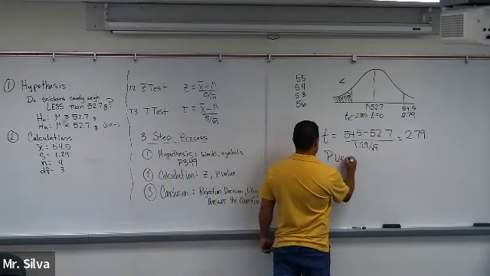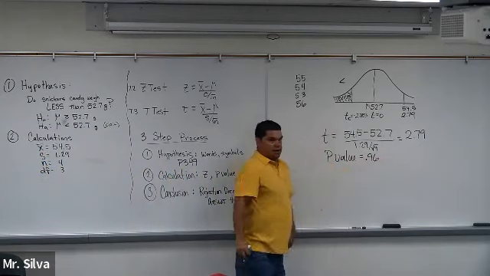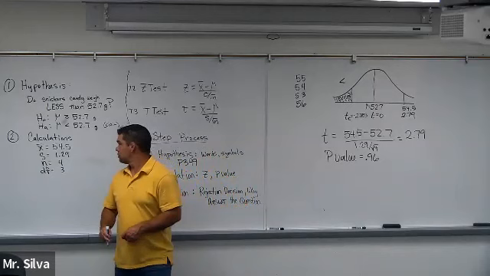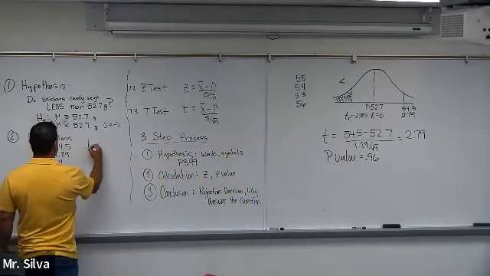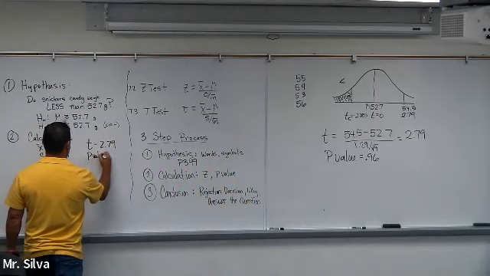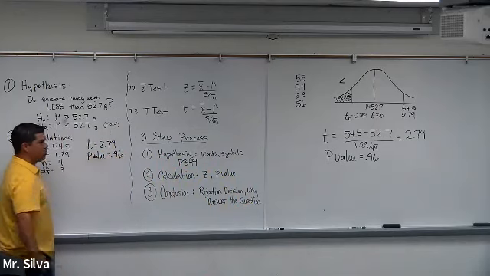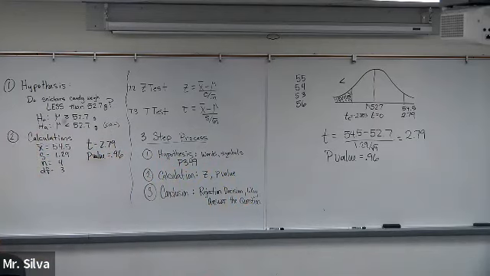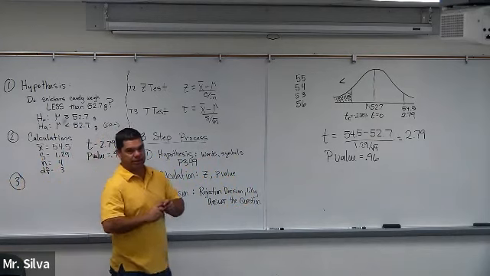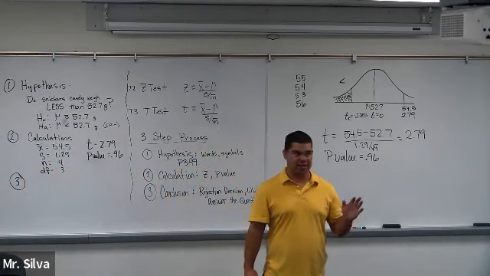P-value equals 0.96. So we got our t calculation 2.79, our p-value is 0.96. We're ready for step 3. Anybody get confused where I did the t-test on the calculator and got a p-value of 0.96? Does everybody see that? Anybody get 0.04?